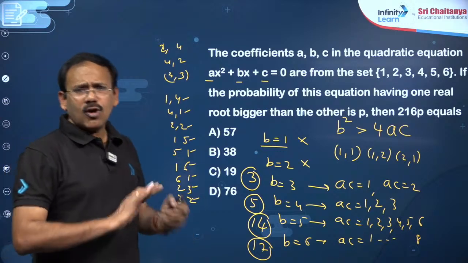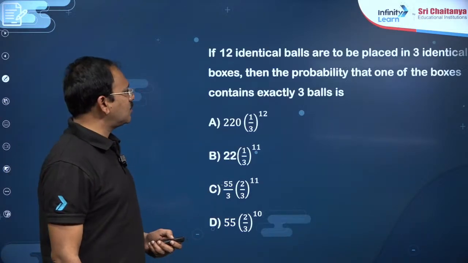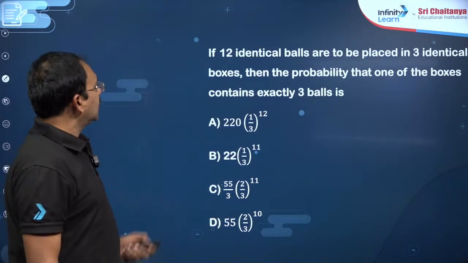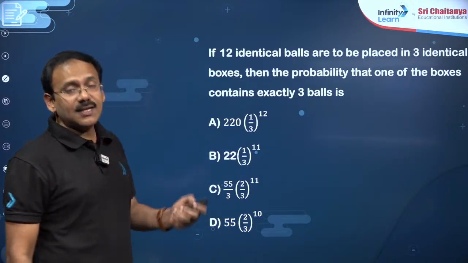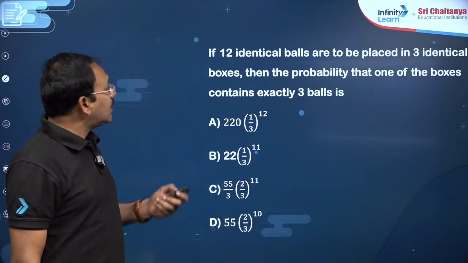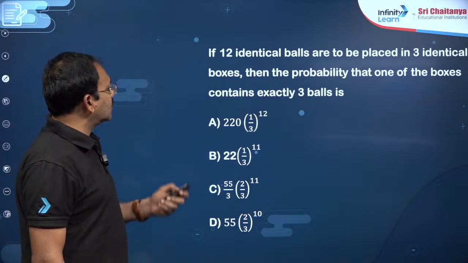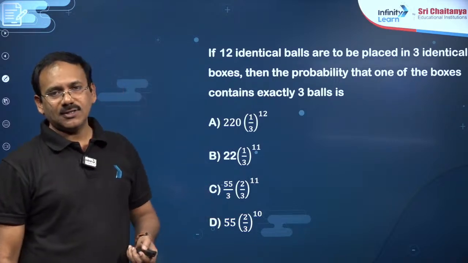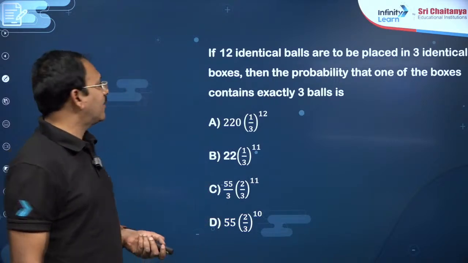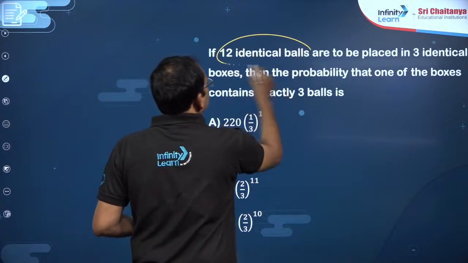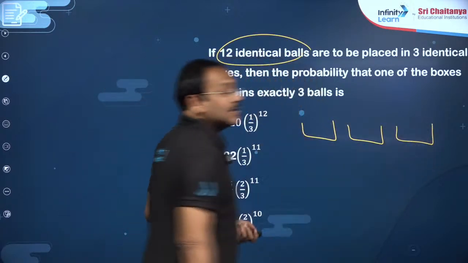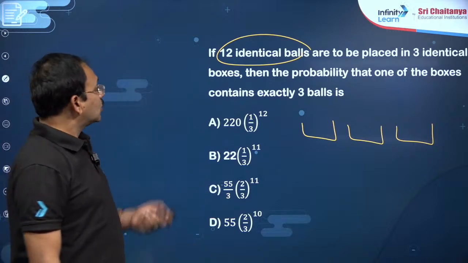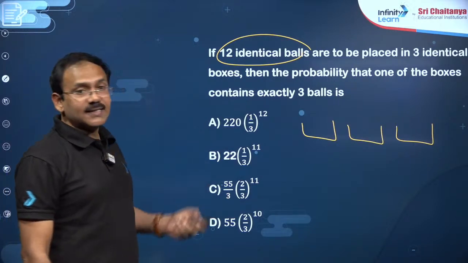So this is purely a permutation combination based question. You see one more question here. 12 identical balls are to be placed in 3 identical boxes. Then find the probability that one of the boxes contains exactly 3 balls. So what is the case, my dear friends? 12 identical balls and 3 identical boxes. For your kind information, the 3 boxes are identical. So one of the boxes contains exactly 3.